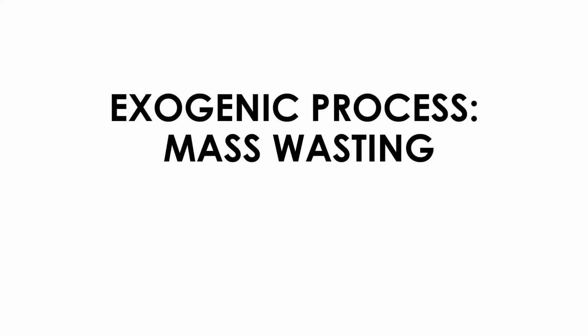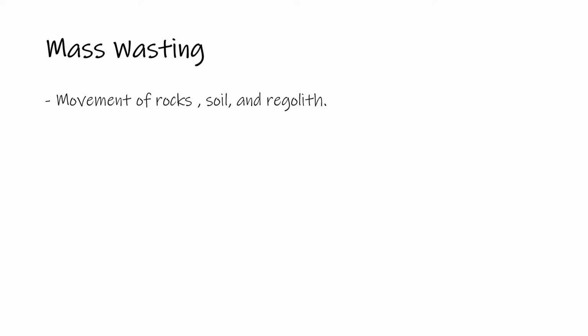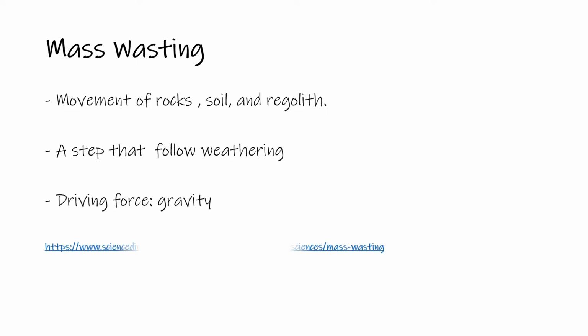Title of the video: Exogenic Process, Mass Wasting, Earth Life and Science. Mass wasting is a movement of rock, soil, and regolith. When we say regolith, this is the unconsolidated rock and dust that sit atop of layers, so it can be dust or pieces of rock. It is a step that follows weathering, and the driving force of mass wasting is gravity.